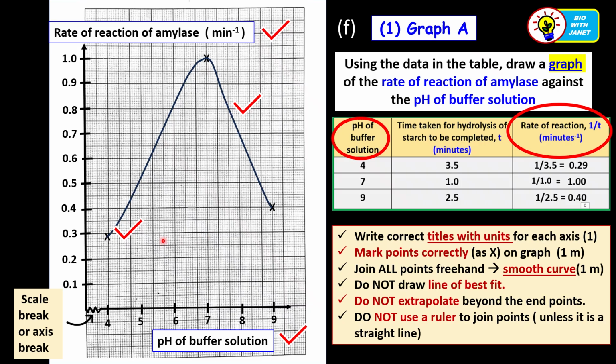Then mark the points correctly with the symbol X on the graph. Join all the points freehand to form a smooth curve. Fourthly, do not draw a line of best fit as for some sciences. You must join all the points and don't miss any point, and do not extrapolate beyond the endpoints. So that's all for this graph.